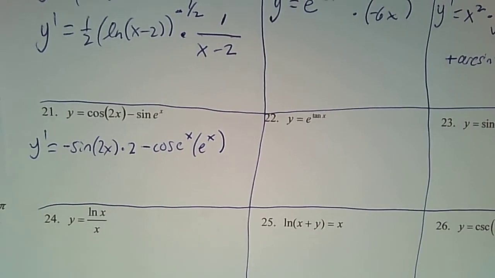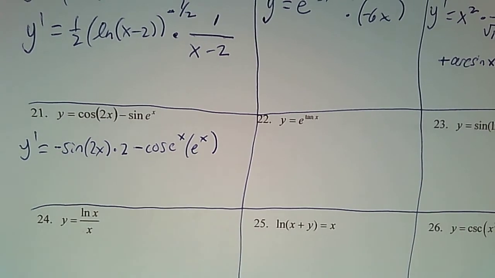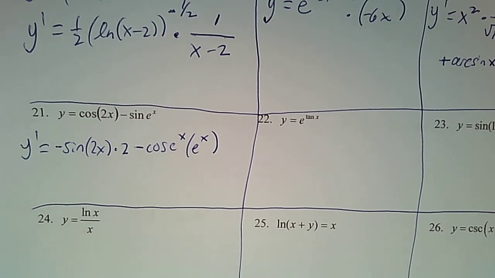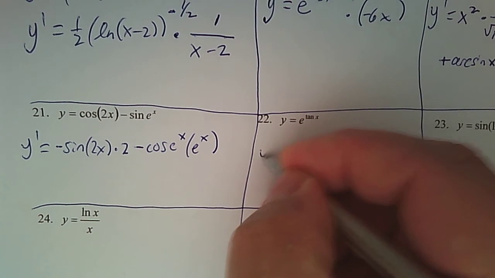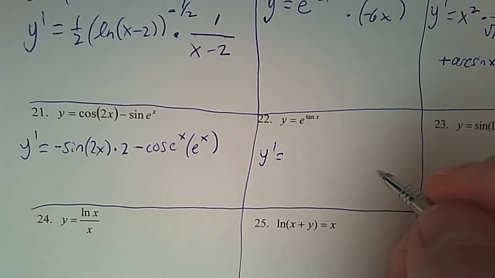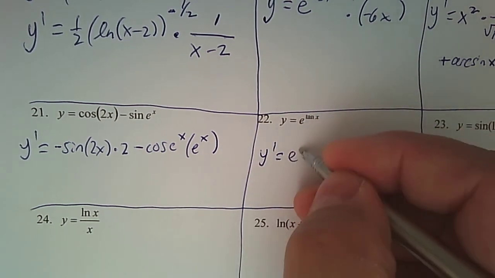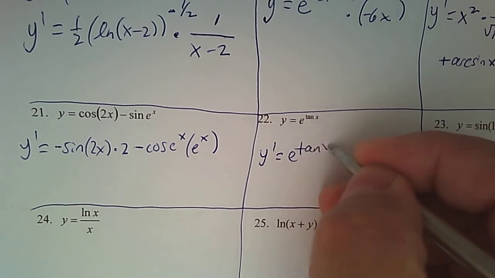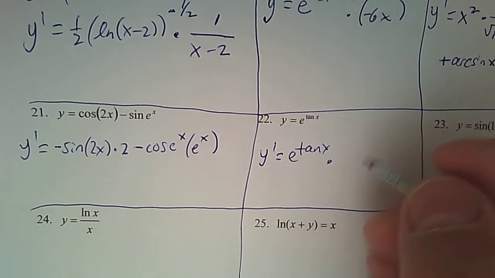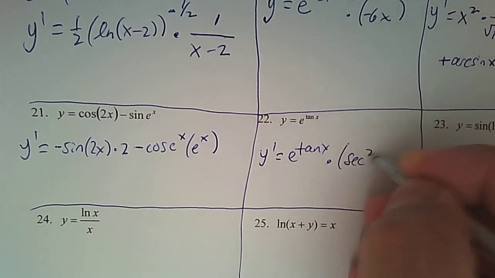Number 22. You try, then I try. So press pause again, then do the work. All right, we're back. So let's see if you did it right. The derivative. So the rule for e is copy it, and then the hook comes from the exponent. So what's the derivative of tangent? So the derivative of tangent is secant squared.